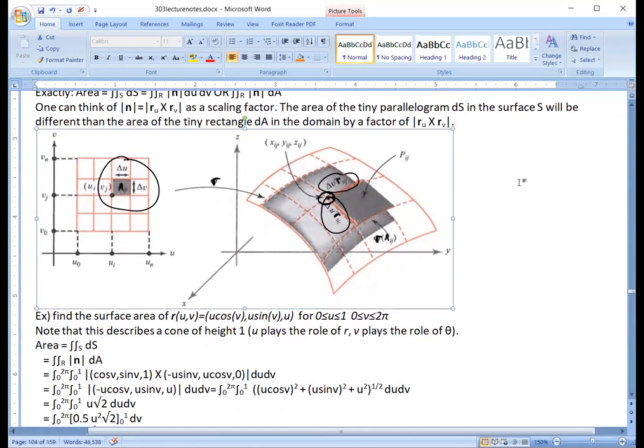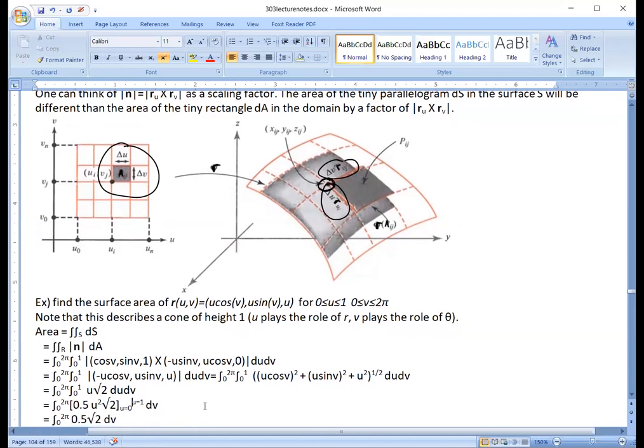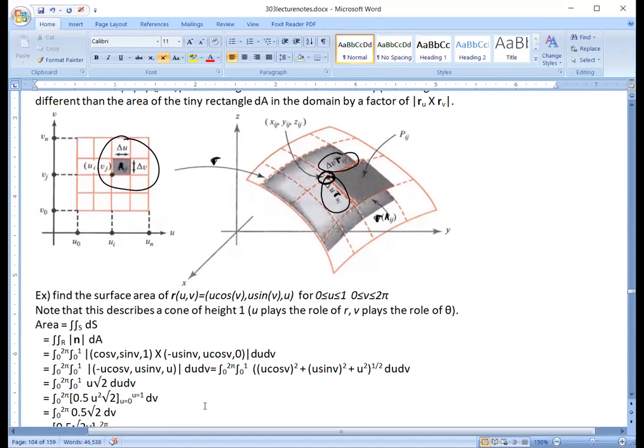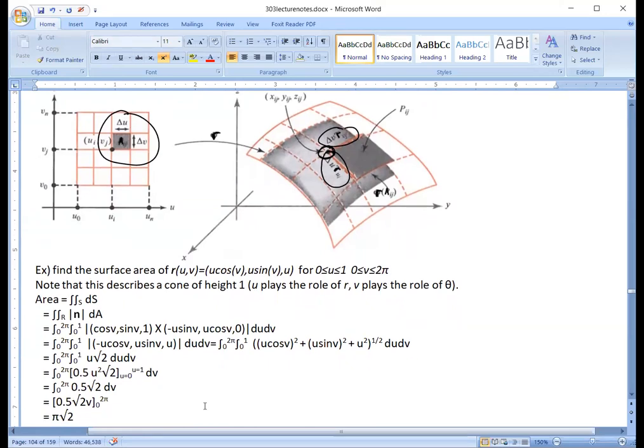So integrate with respect to u, and you get 1/2 u squared, and then rad 2 is still there as a constant. Sorry, that should be u goes from 0 to 1, up to u equals 1, just to always be clear and precise. So u goes from 0 to 1. So plugging that in, you get 1/2 times rad 2. And now we can go with respect to v. You just get 1/2 rad 2 times v, plugging in from 0 to 2 pi, and that just gives you, when it simplifies, pi times rad 2.